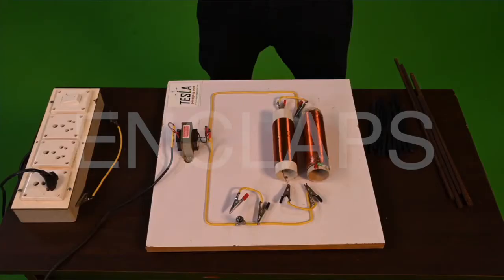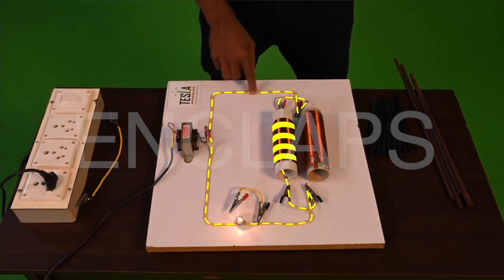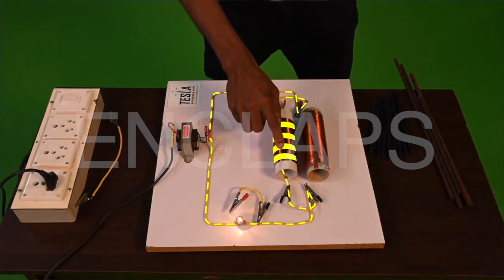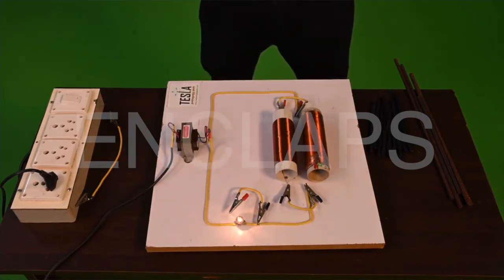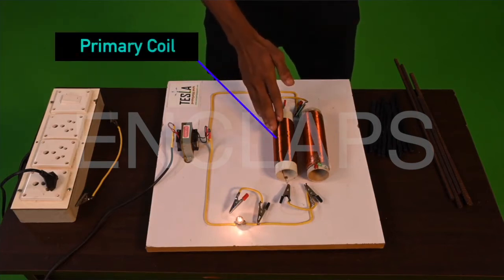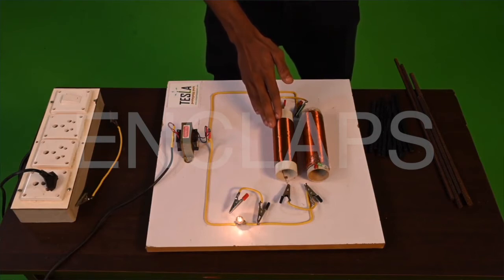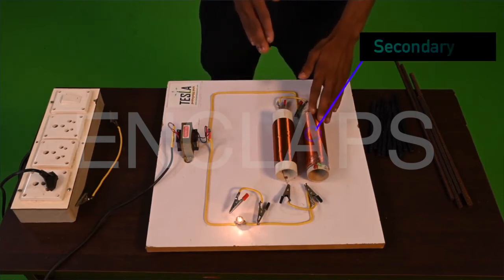Here, we can see a 6-volt bulb and a transformer which gives 6-volt output and two solenoids. One solenoid is connected to the circuit. When the switch is on, the current flows from the transformer to the solenoid to bulb and then goes back to the transformer. The coil to which we give electricity is called the primary coil. The coil next to the primary coil is called the secondary coil.